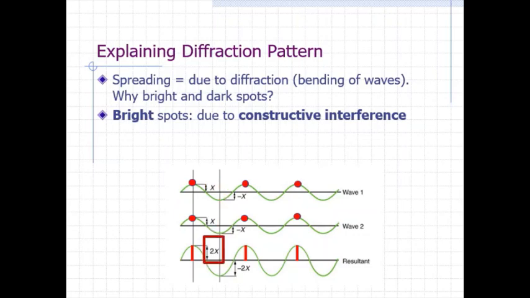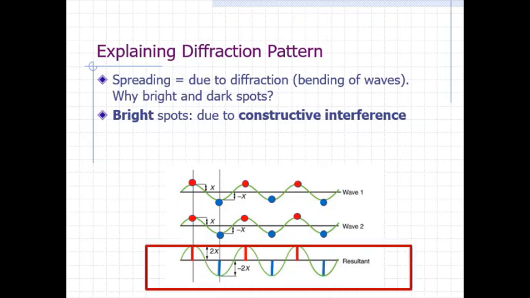Similarly, we can say that the troughs of both waves also occur at the same locations. Here are the troughs of wave 1, and here are the troughs of wave 2. Because the waves are constructively interfering, we can say that the troughs in the resulting wave also occur at the same locations.